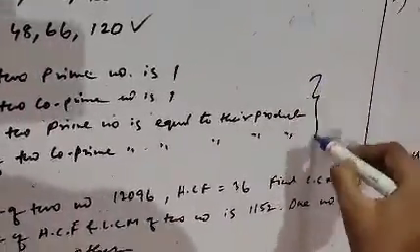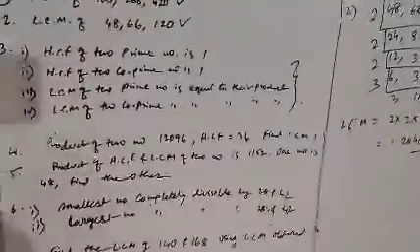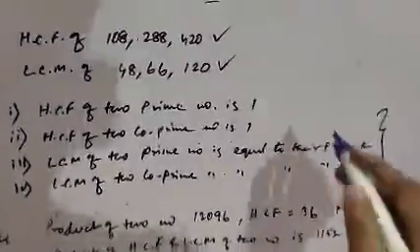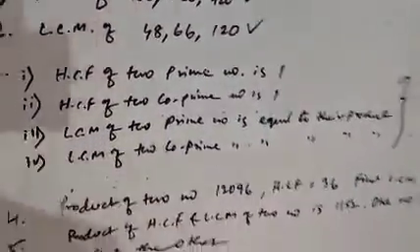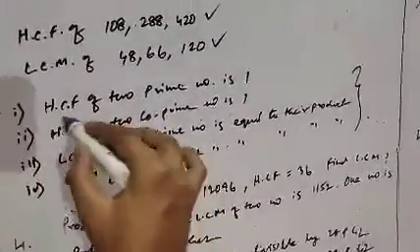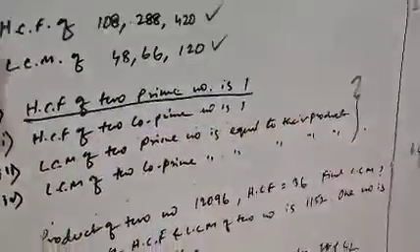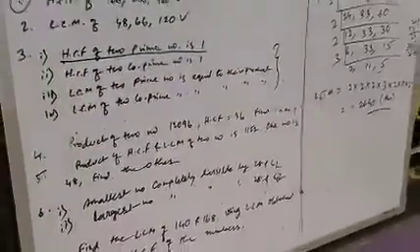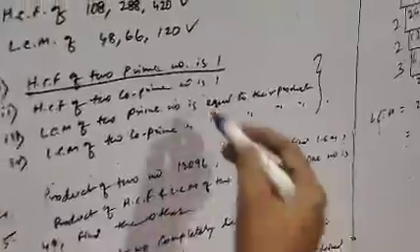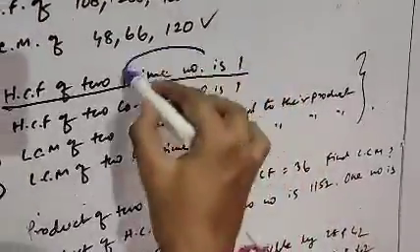We have to judge whether these statements are true or false and give one example of each. Now the first question is, HCF of 2 prime numbers is 1. We have to find out whether this statement is true or false. Now what is a prime number?